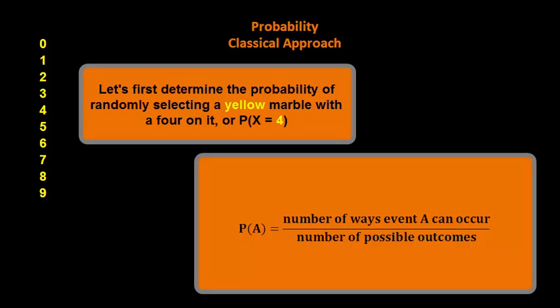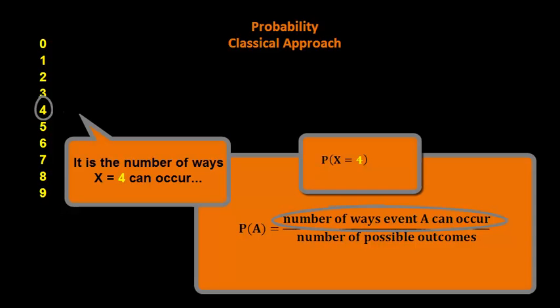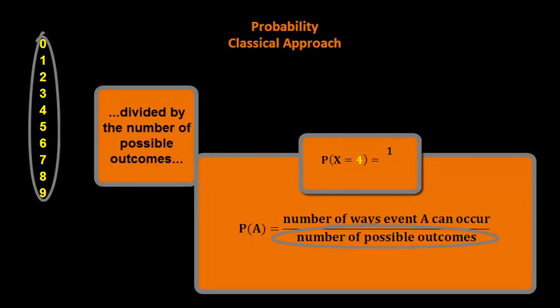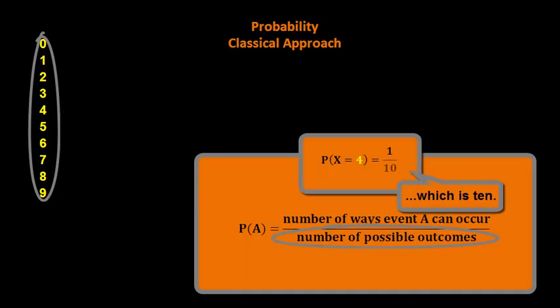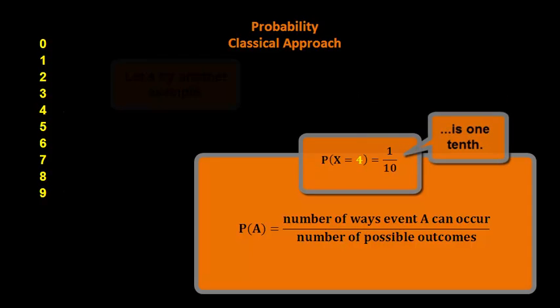Let's first determine the probability of randomly selecting a yellow marble with a 4 on it, or the probability of x equals a yellow 4. It is the number of ways x equals a yellow 4 can occur, which is 1, divided by the number of possible outcomes, which is 10. Therefore, the probability of x equals a yellow 4 is 1/10.